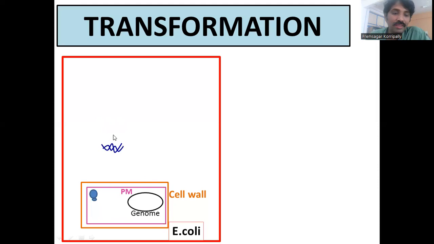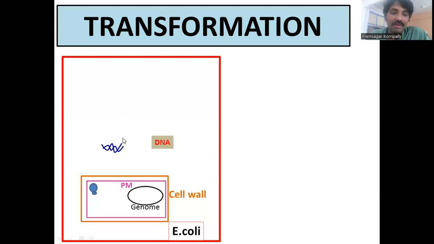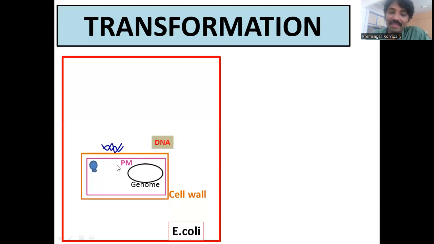You see, this is the DNA in the environment. When a bacterium accidentally or incidentally comes close to the naked DNA, then the DNA enters into the bacterium. That process is called transformation. It means the bacteria can acquire or take up the naked DNA from the environment, right? That process is called transformation.